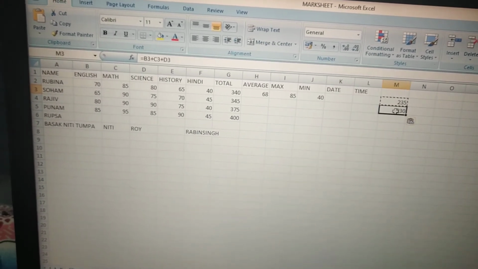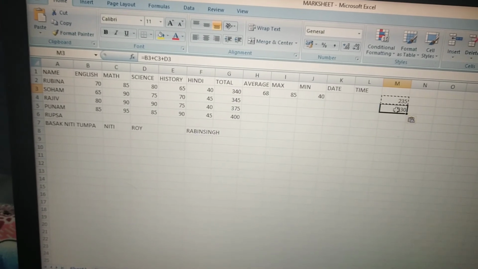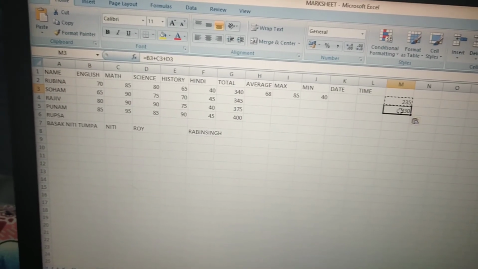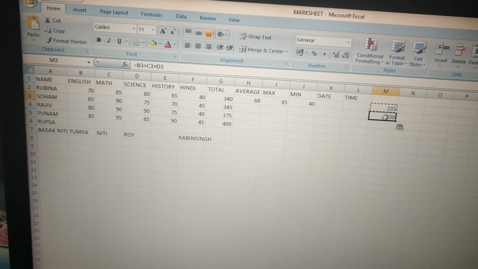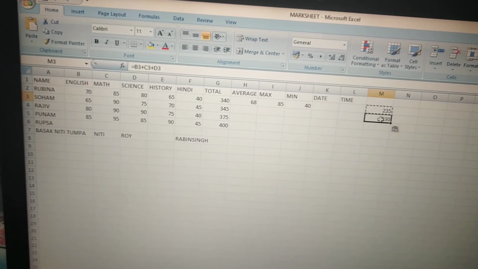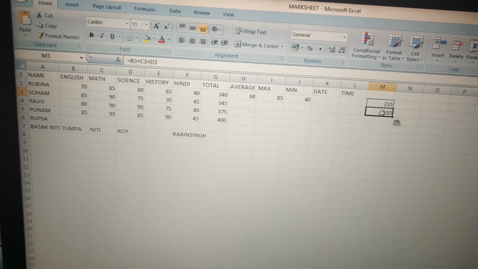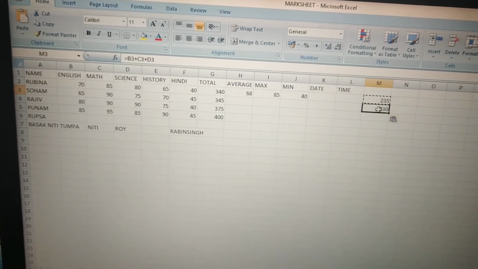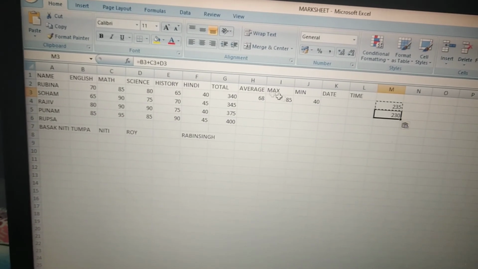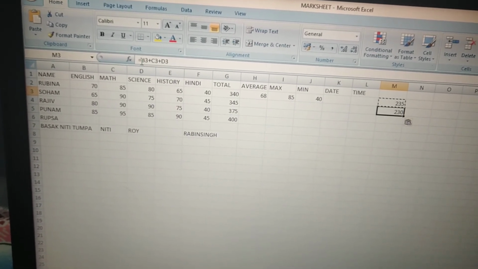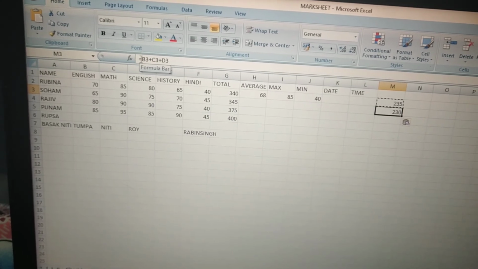Now what is absolute cell reference? In case of absolute cell reference, 235 will be pasted. That means what I copy will be pasted. The reference will not be changed. So how do I have to write that? I have to write that in this way.